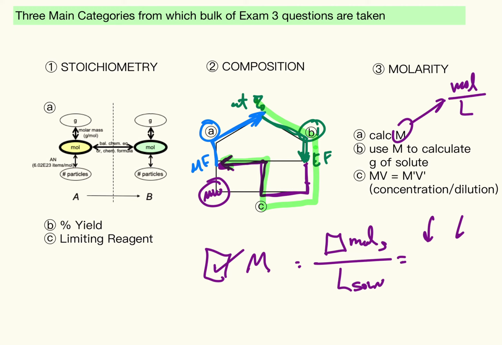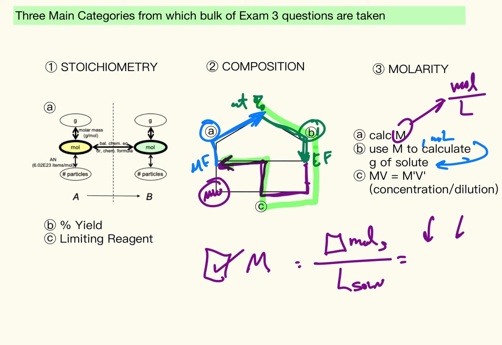The second type B is where you use molarity to calculate something else. So, and typically what you're going to do is it's going to give you the molarity, and it's going to give you the milliliters of solution, and you're going to calculate the grams of solute. Okay, and then the third type was the easiest kind.